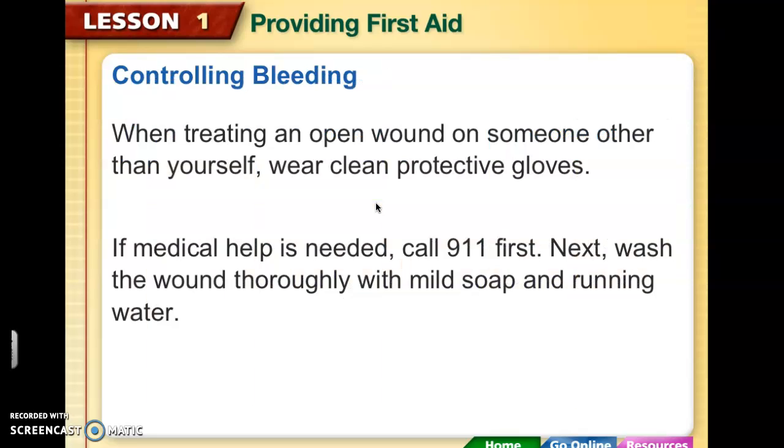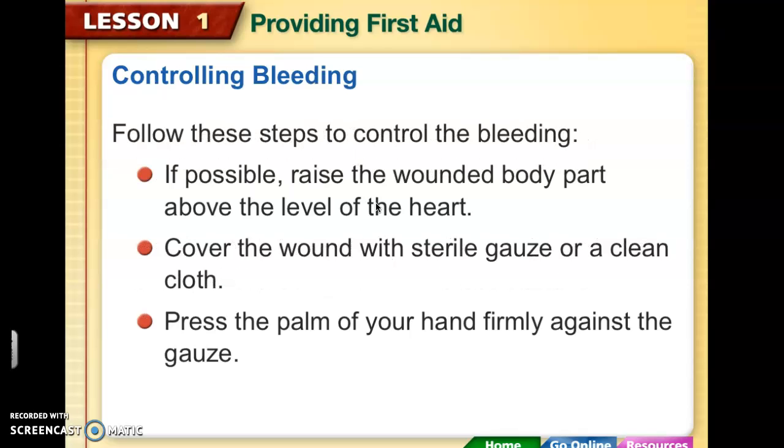So when you treat an open wound on someone other than yourself, of course, always wear protective gloves because of not knowing whether the blood is contaminated. And of course, if medical help is needed, call 911 first, then wash the wound thoroughly with mild soap and running water. Follow these steps to control the bleeding.